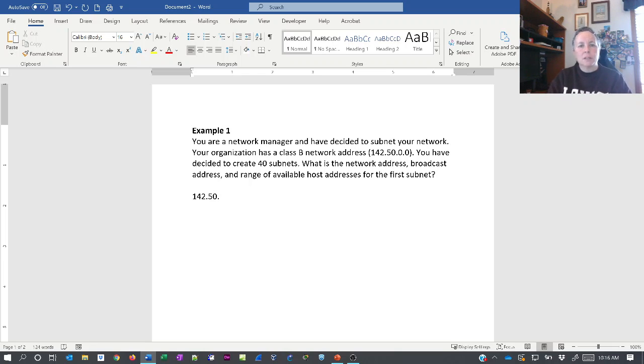Since I need 40 subnets, what I need to do is find the power of 2 that will be higher than 40. And then that power of 2, that 2 to the n, that n will be the number of bits for subnets. So because I want to use 40 subnets, I'm going to use 6 bits for subnets, because 6 bits will give me 2 to the 6, which will give me 64.